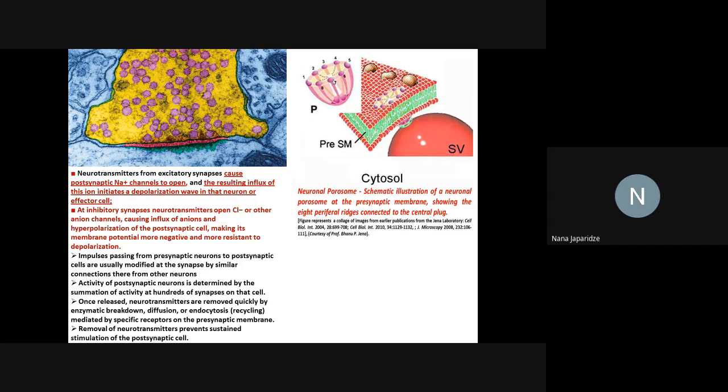So their fusion provides this binding of the synaptic vesicle to the porosome complex. And in the middle it has a plaque, and via the movement of the plaque, the porosomal complex might be open or closed. So when it goes up, in this case the lumen of the porosomal complex becomes open and the transmitter is released outside.